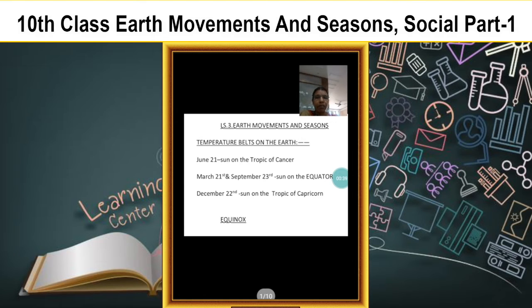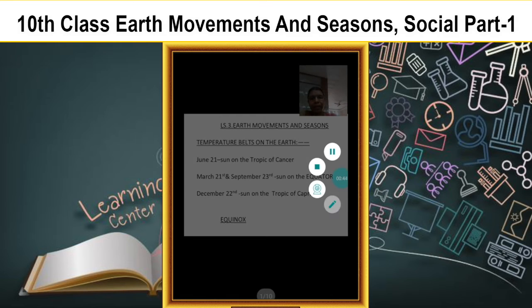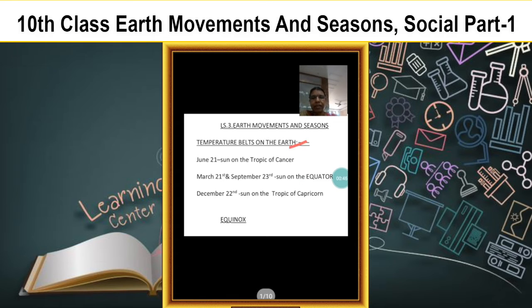Okay, now in this part of the lesson today we are going to discuss the temperature belts on the earth. What are the temperature belts and how do the sun's rays fall on these tropics, and what is the importance of these special days like 21st June, 21st March, September 23rd and 22nd December, and what is the equinox. All these things and more we are going to discuss in this lesson.